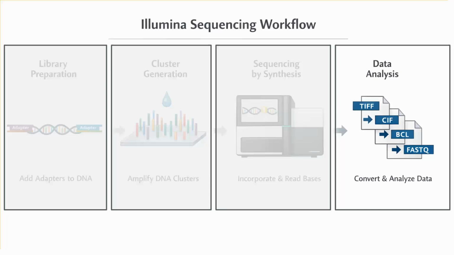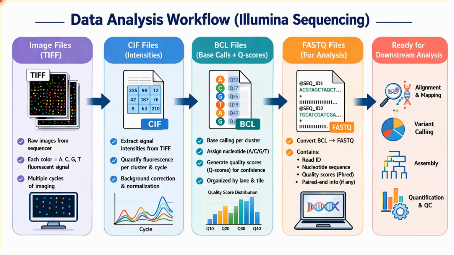Finally, primary data analysis begins. This is where the raw imaging data generated during sequencing is processed into usable sequence information. The software first generates a template map which identifies the location of every cluster on the flow cell. Once the cluster locations are determined, the next step is image processing.